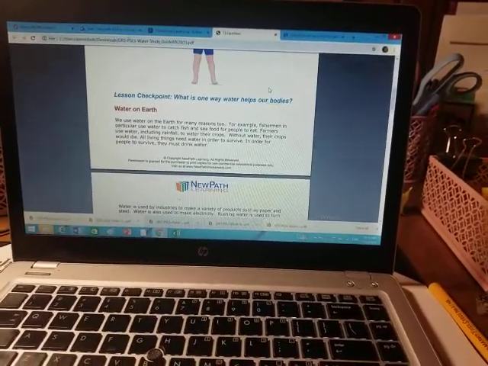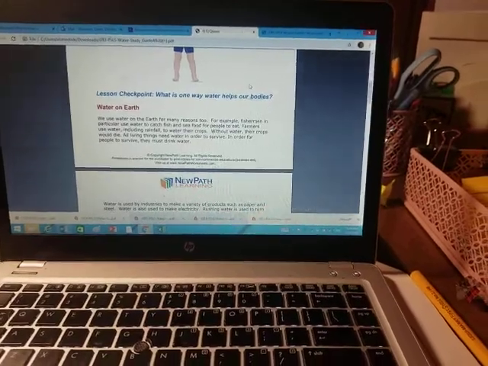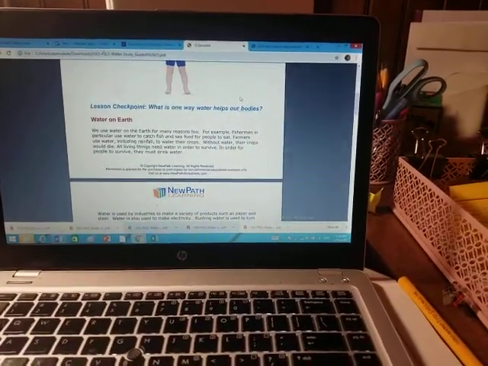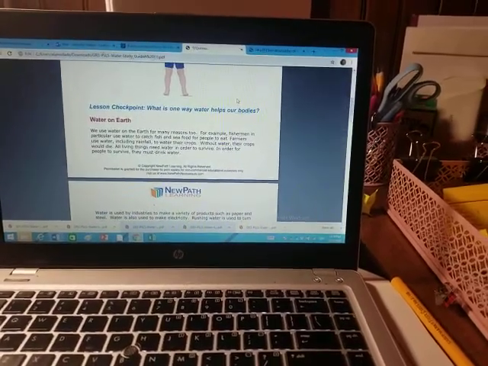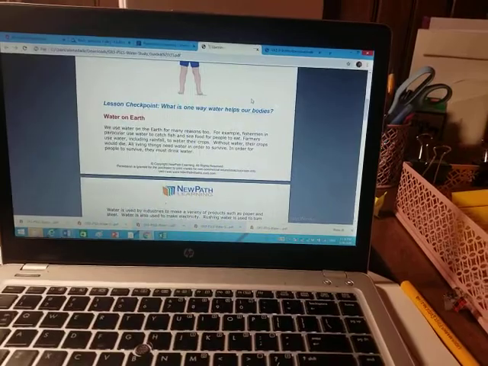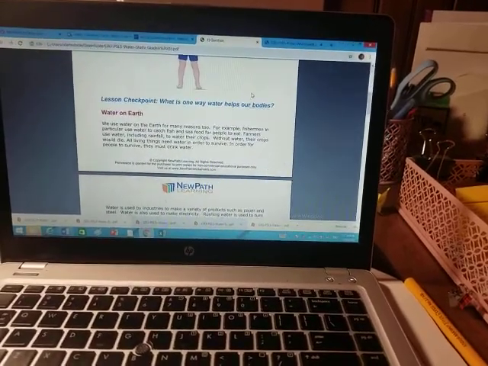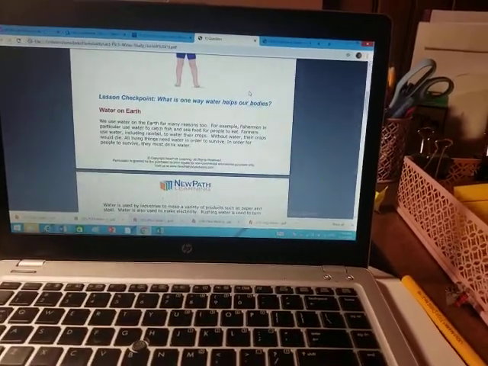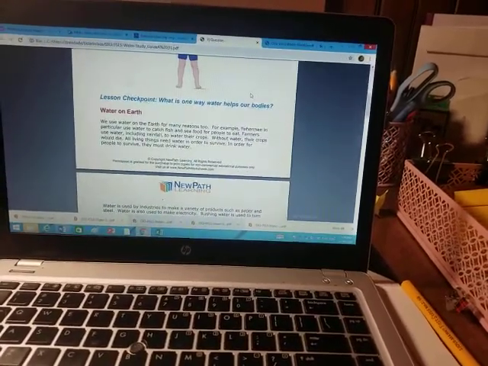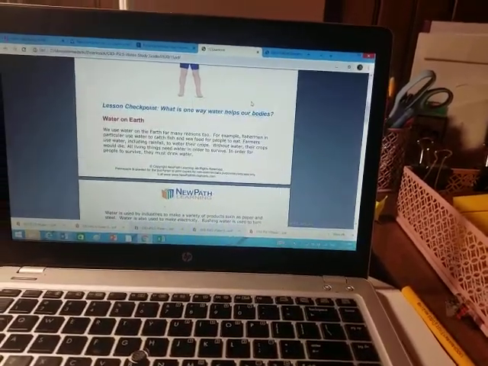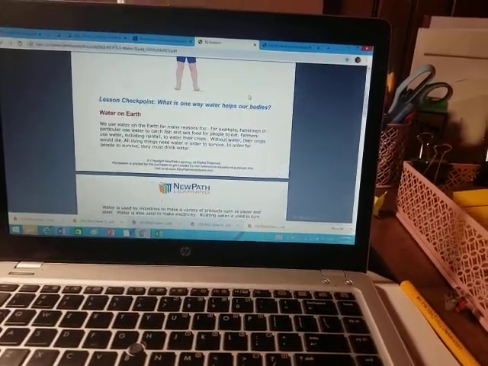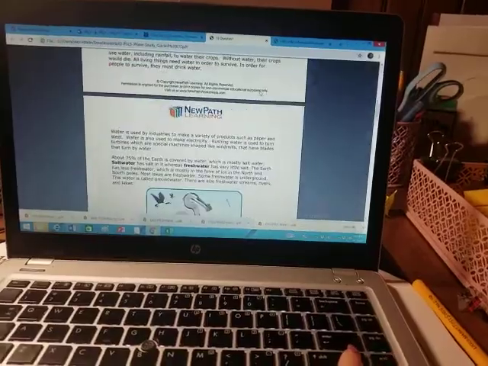Now we're going to talk about water on Earth. We use water on Earth for many reasons too. For example, fishermen in particular use water to catch fish and seafood for people to eat. Farmers use water, including rainfall, to water their crops. Without water, their crops would die. All living things need water in order to survive. In order for people to survive, they must drink water. See how important water is?